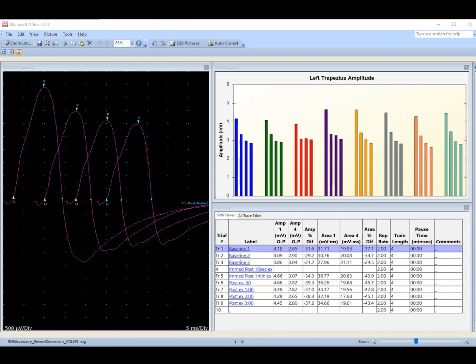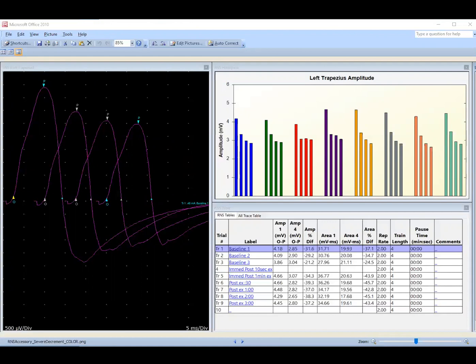Repetitive nerve stimulation is an advanced technique that's used to assess for neuromuscular junction disorders. By repeatedly stimulating a nerve with supramaximal stimuli at relatively slow rates, somewhere between 2 and 4 hertz, we're stressing that neuromuscular junction. We're stressing the safety factor of neuromuscular transmission.